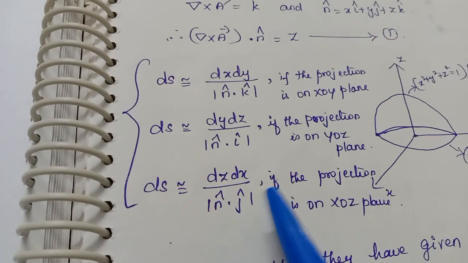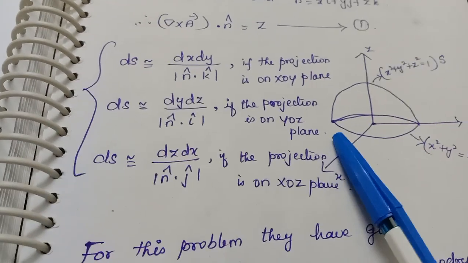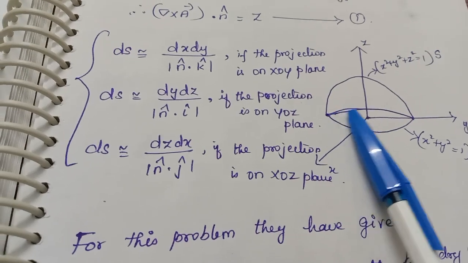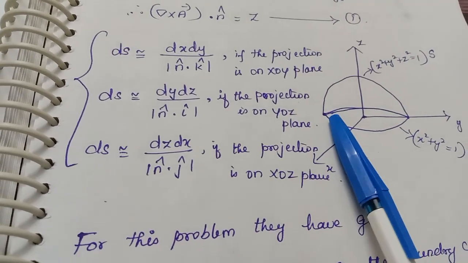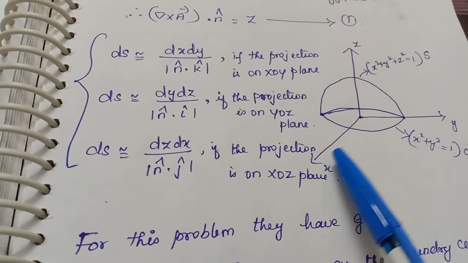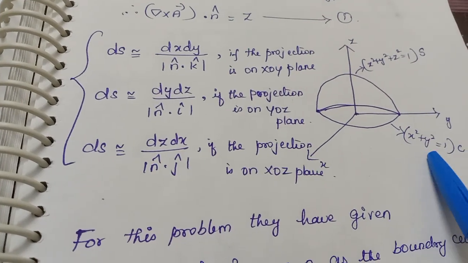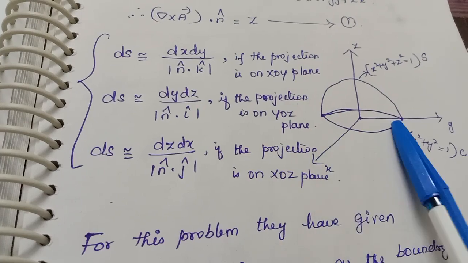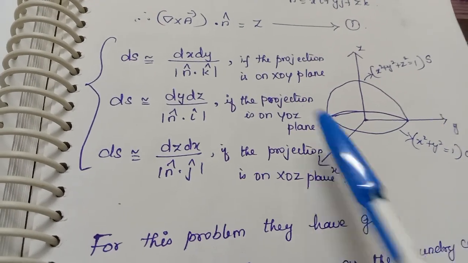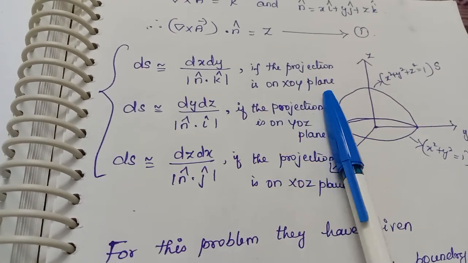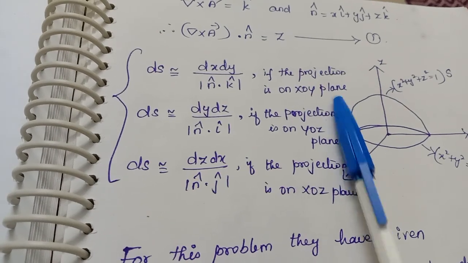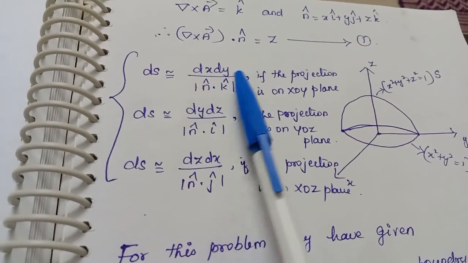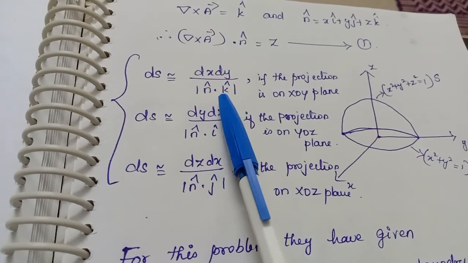For this problem, we are given that the boundary is the circle x² + y² = 1. That means it is on the xy plane. No z term is there, so z = 0, and z = 0 represents the xy plane. So when you take the projection on the xy plane, you have to take this one only, dx dy. So integrate with respect to x and y, divided by n·k.